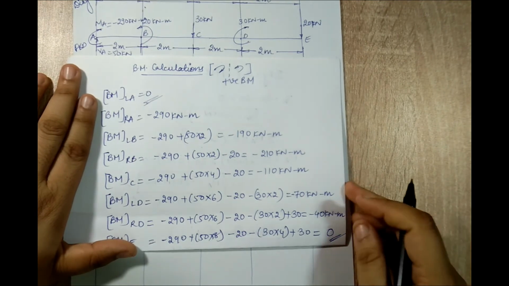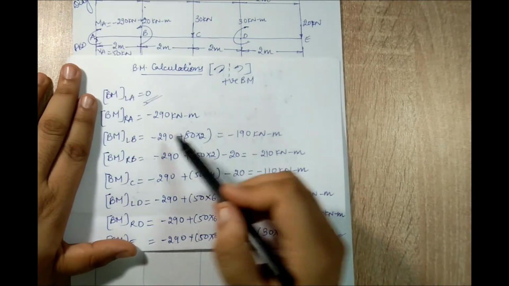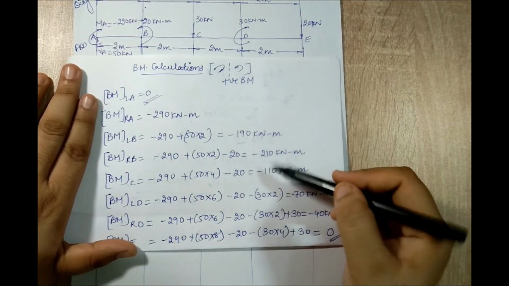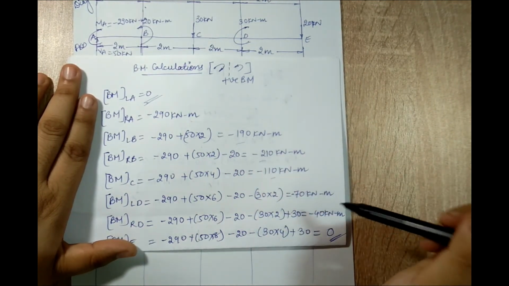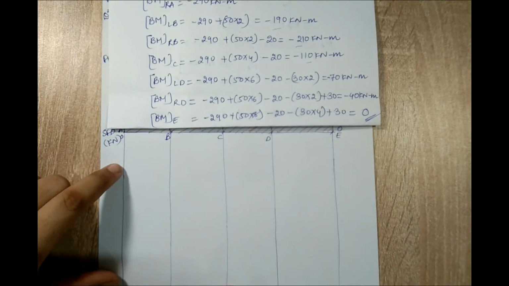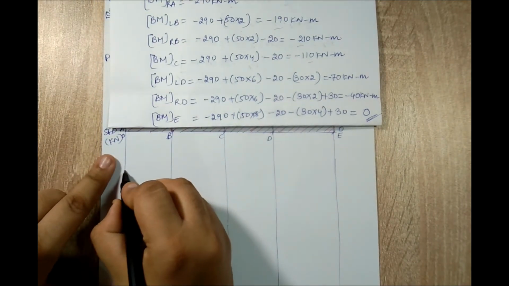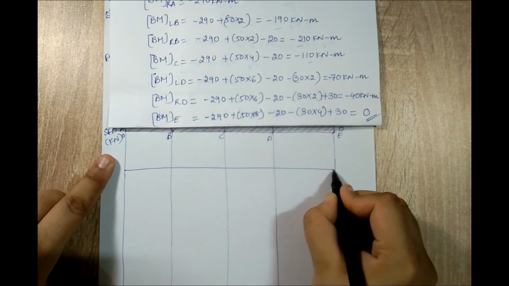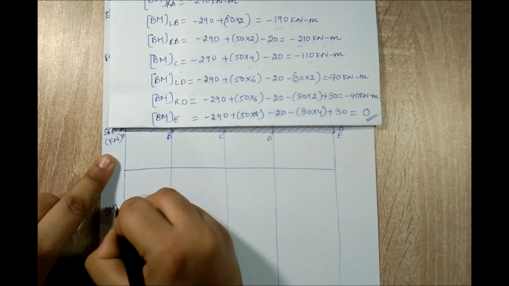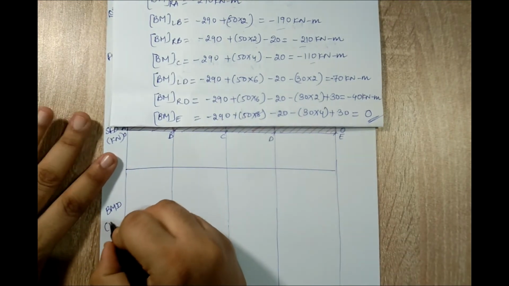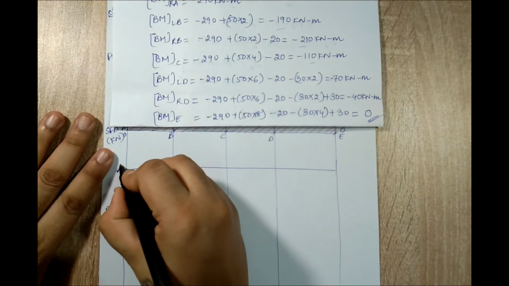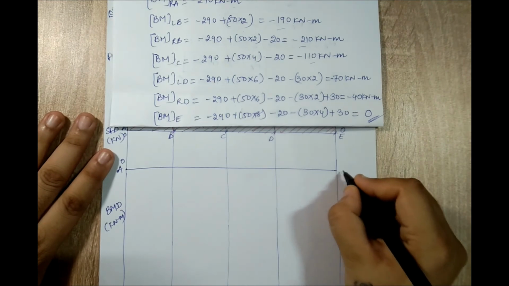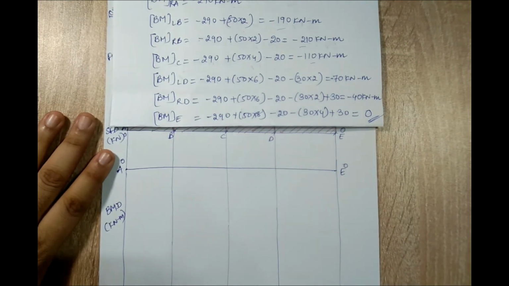Now let's plot these points. Before that, I'll observe that I have minus, minus, minus, minus, minus and minus. All the values are negative. So I will draw the line such that I have more space below. So I will draw it here. So here I'll write down bending moment diagram in kilonewton meter. At A, the value is 0 and last value at E is 0.